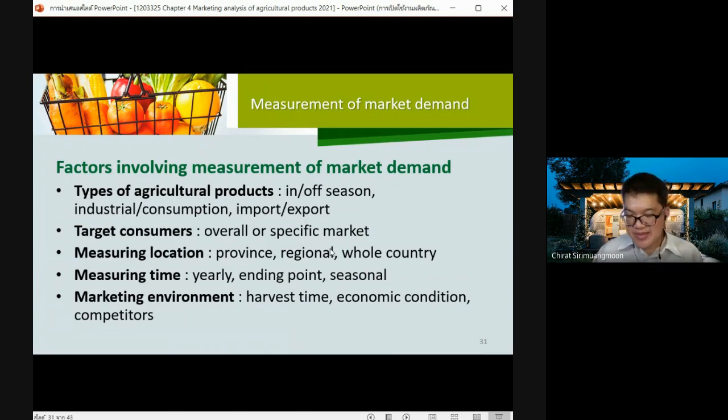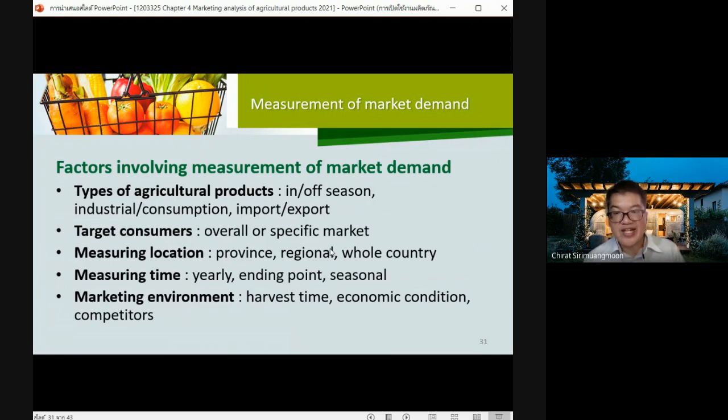Measuring times. You want to set the time frame, like will you focus on every year, or what is the end point? Not just every year, maybe every 2 years or just 5 years. Or do you want to study the seasonal change or not? Because some products are produced all year, and seasonal factors might matter, because different seasons might have different tastes.